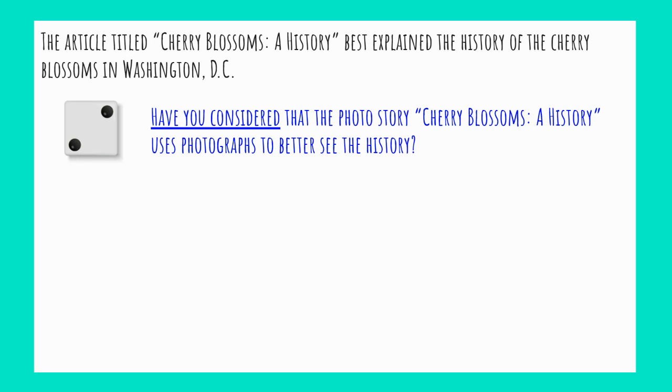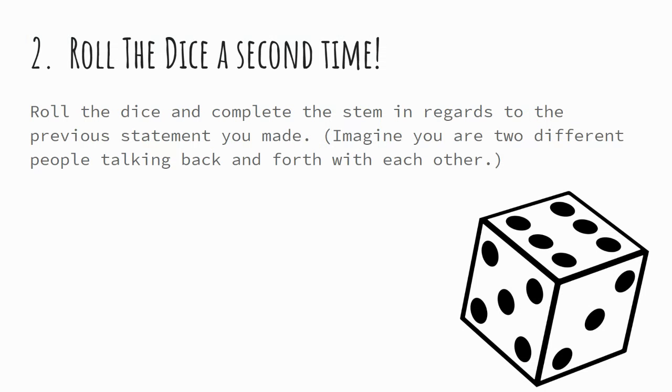So the student might come up with, have you considered that the photo story, which is the other text, Cherry Blossoms, A History, uses photographs to better see the history? So they're providing them an opposing point of view. Okay, so they have to think about, well, have you considered that the other one does this? Okay, so they're going to roll the dice a second time, and now they're going to complete the stem in regards to the previous statement made.